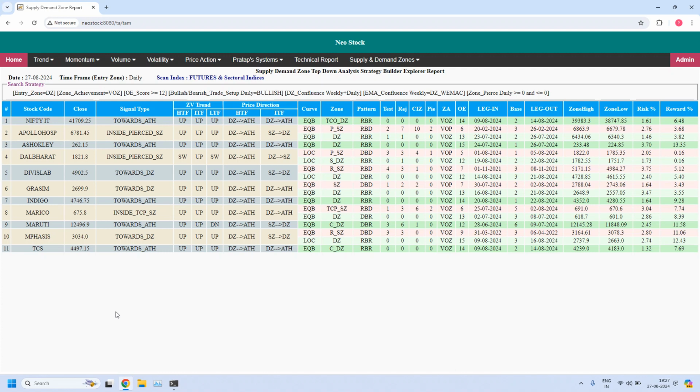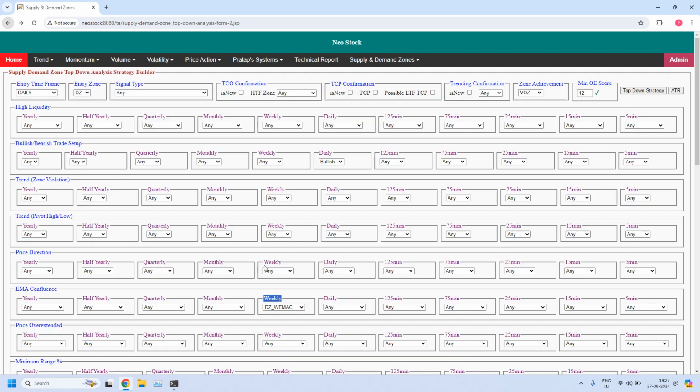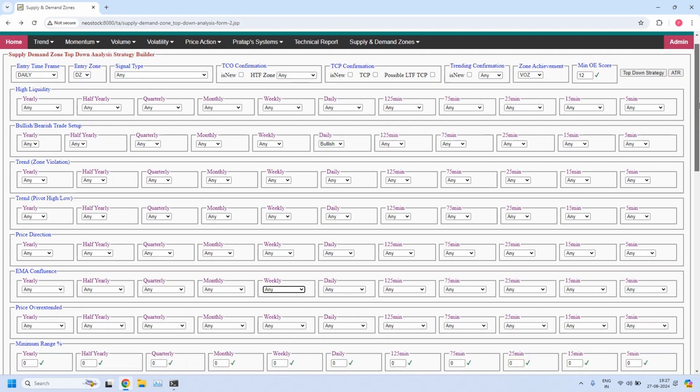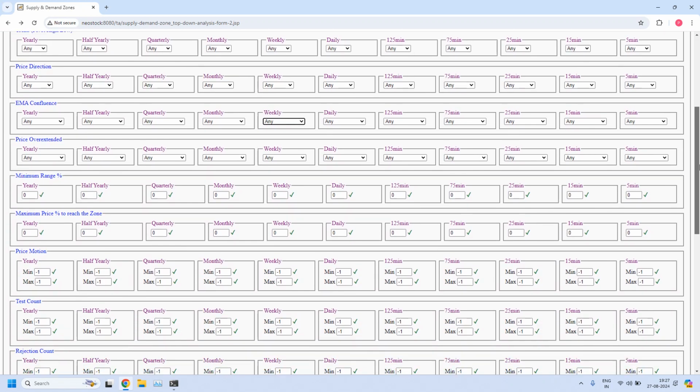Okay, now let us remove this EMA confluence filter. Now let us look for LTF, ITF and HTF confluence. That is daily, weekly and monthly demand zone confluence.